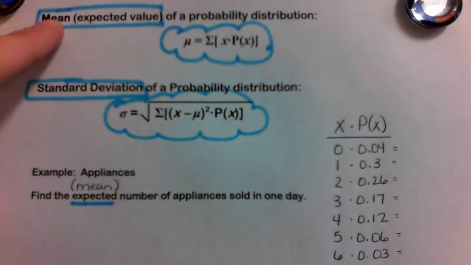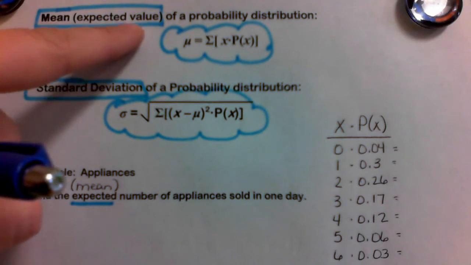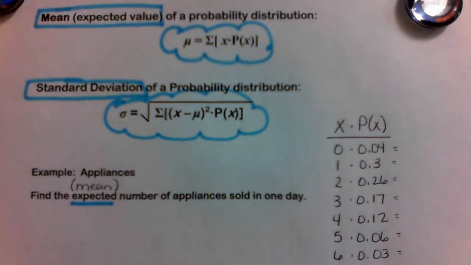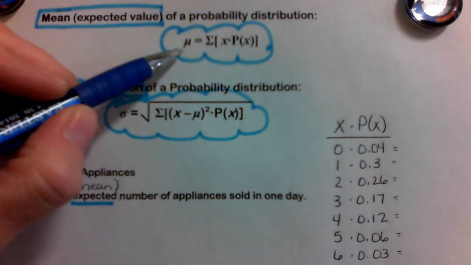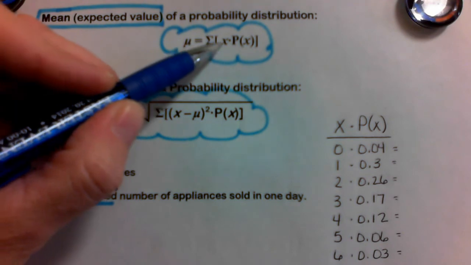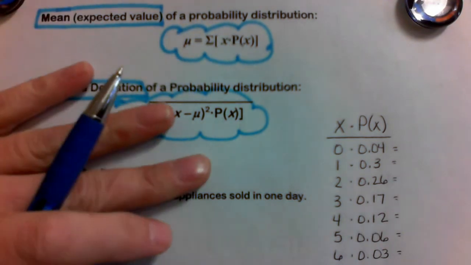Now, we're first going to find the mean, and the way that will be worded is the expected value, such as how many appliances would you expect to sell on any given day based upon your probability distribution. So mu, if you remember, that is a population parameter. Mu is the population mean. This reads the summation of x times p of x.